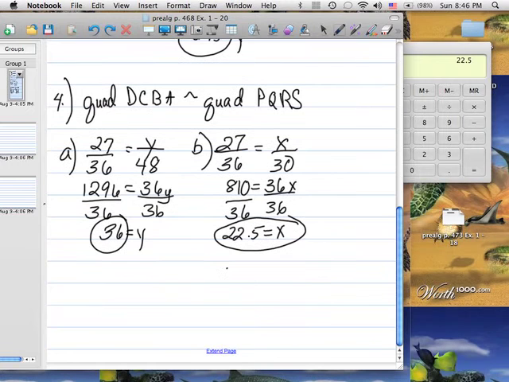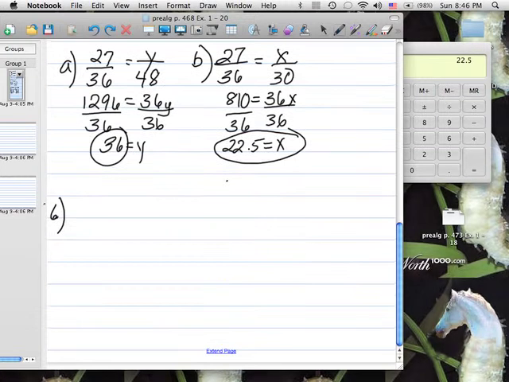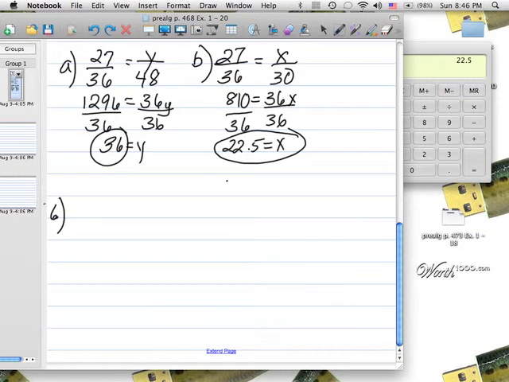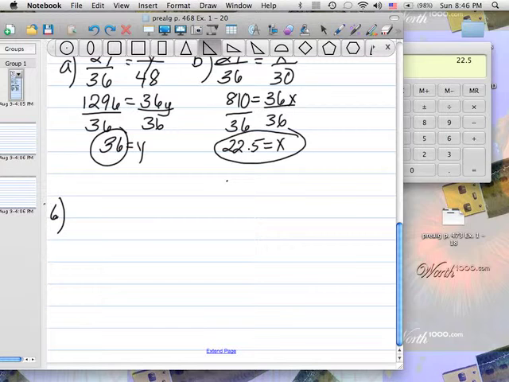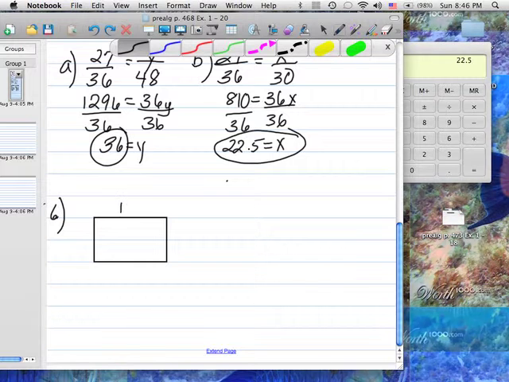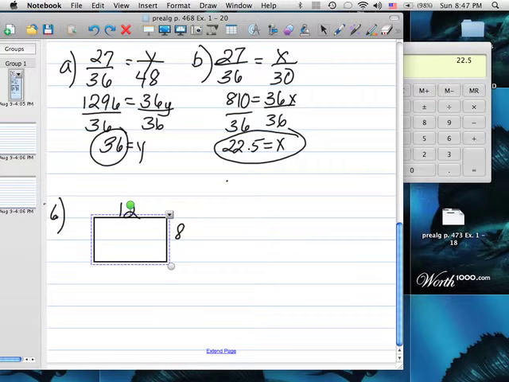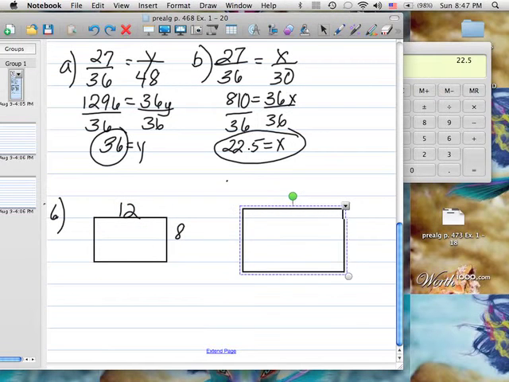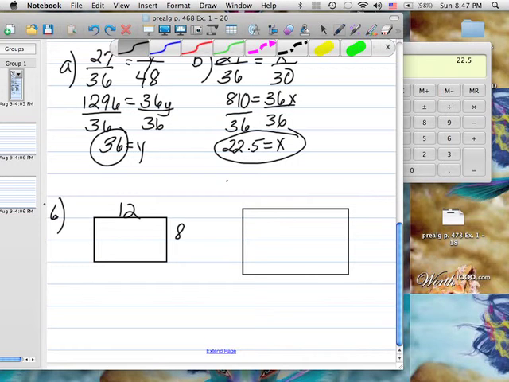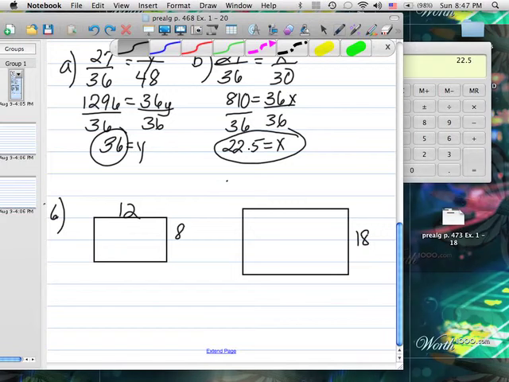Problem number 6. The length of a rectangle is 12 feet and its width is 8 feet. So here we have 12 and 8. The width of a similar rectangle is 18 feet. And we're trying to find the area of the similar rectangle.